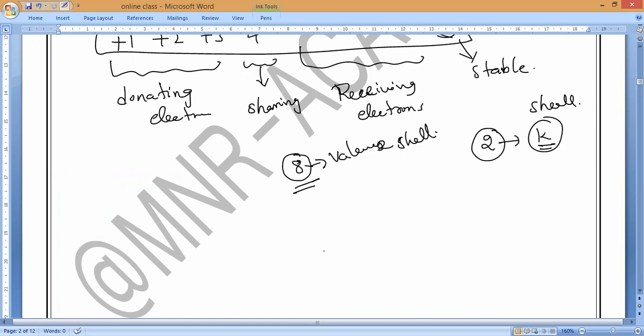So every chemical combination is only because of what, guys? By somehow losing, gaining or sharing with another atom, they will try to get the inert gas electronic configuration. That is the cause of chemical combinations. Understand, everybody? Cause of chemical combination.